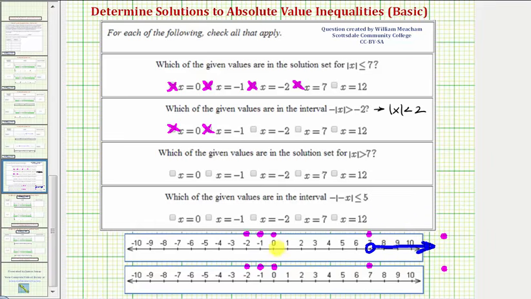Go back to 0, go left 7 units. This endpoint is not in the interval, but all the numbers to the left have a distance that is greater than 7 units from 0. Or we could also express this using a rounded parenthesis here, graph to the left, as well as an open parenthesis here and a graph to the right.